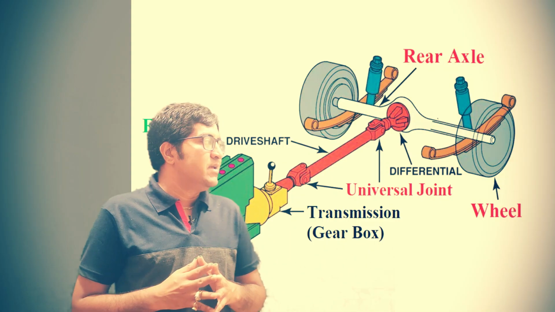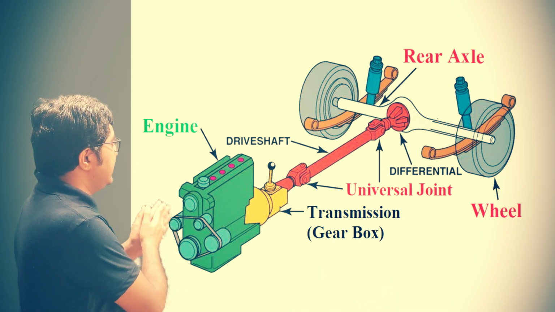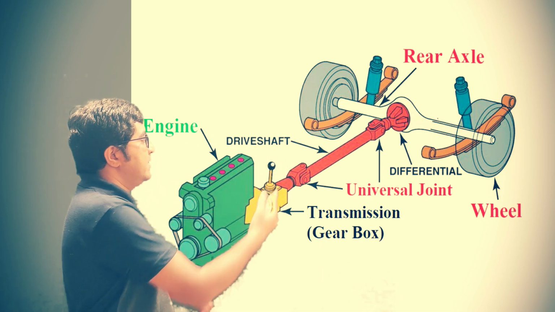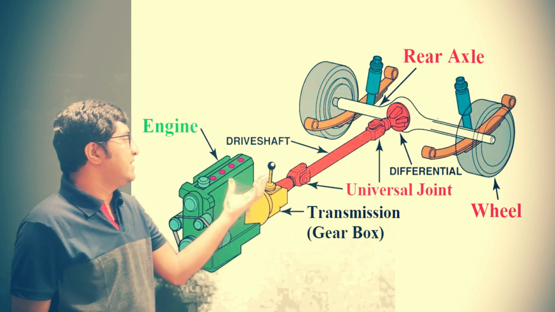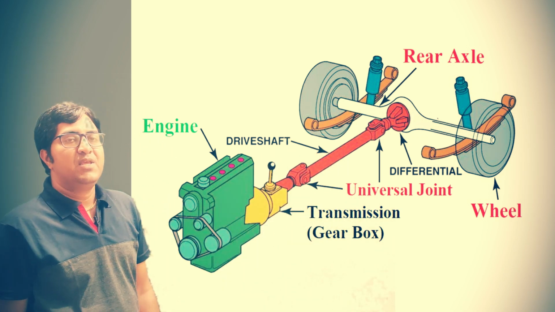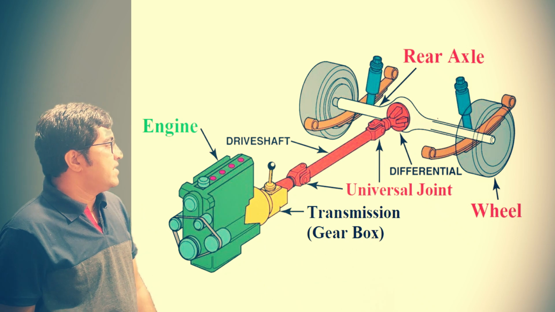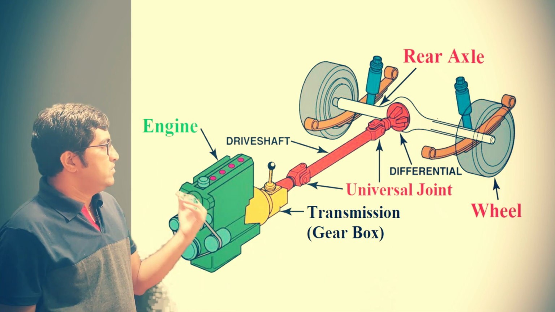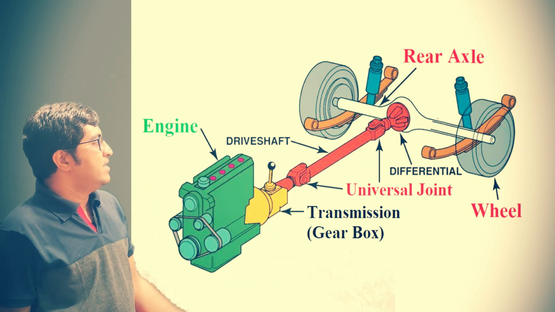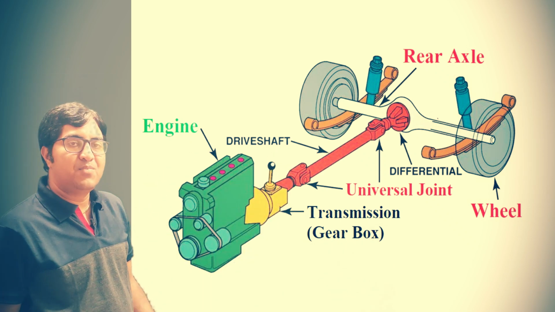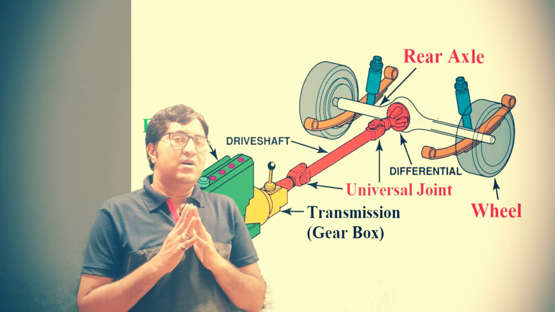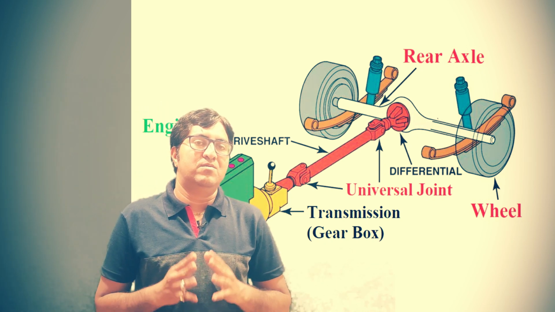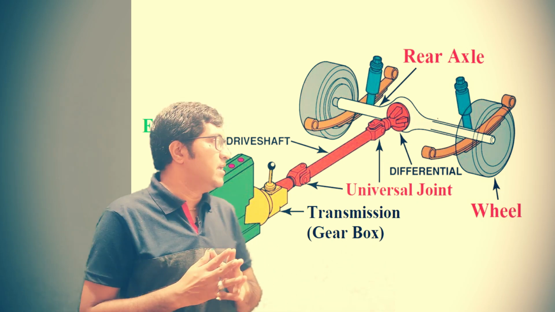In the other way, as you can see here, your engine is mounted at the front and you need to transfer the power to the rear axle. At that time we need some mechanism: a propeller shaft and a universal joint. So we can transfer the power to the rear axle at any angle by using the universal joint and propeller shaft. In this video lecture we will discuss the basic components of the front engine rear wheel drive.